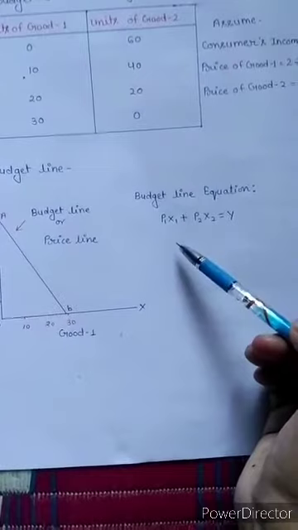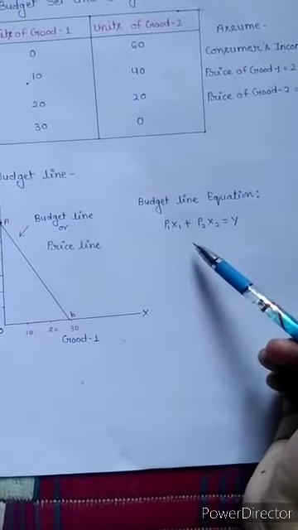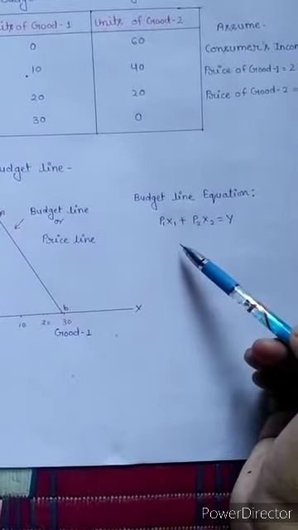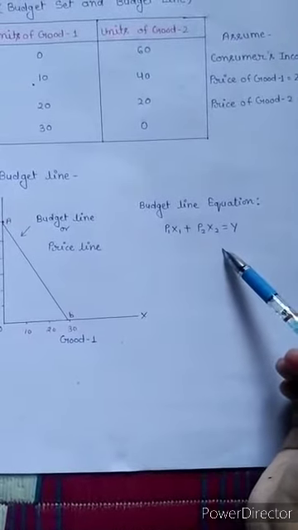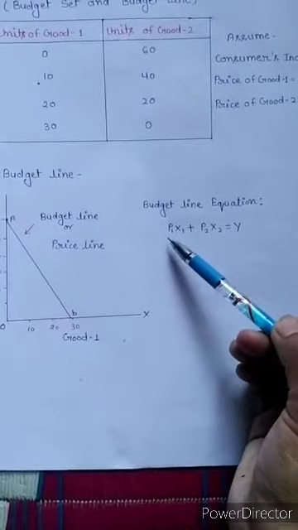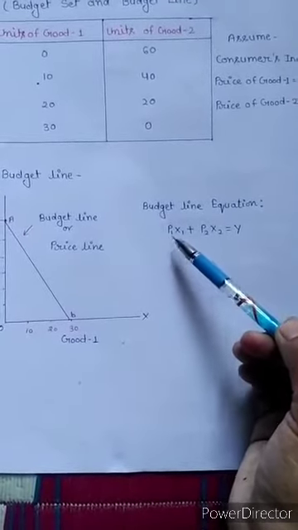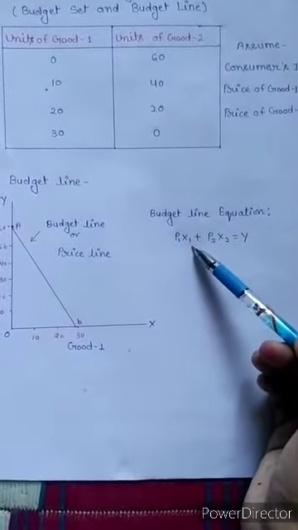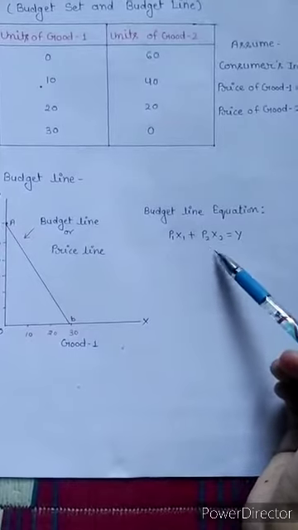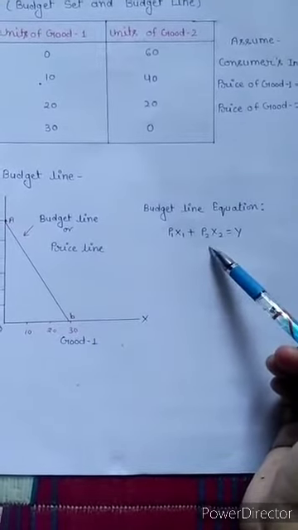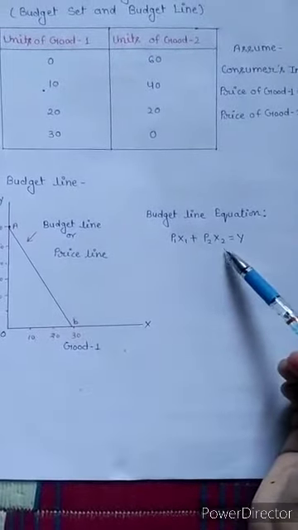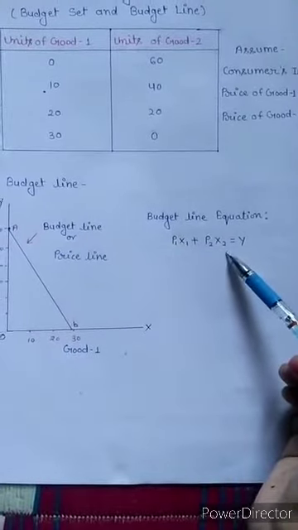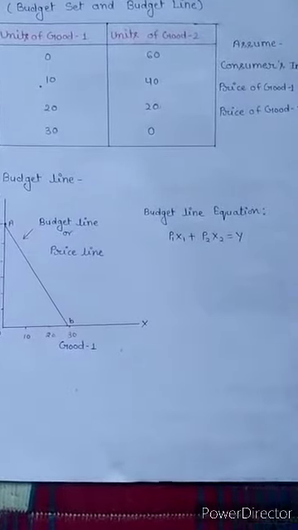Here Y means the budget or income of a consumer. P1 means price of commodity 1. X1 means quantity of commodity 1. P2 means price of goods 2. X2 means quantity of goods 2.